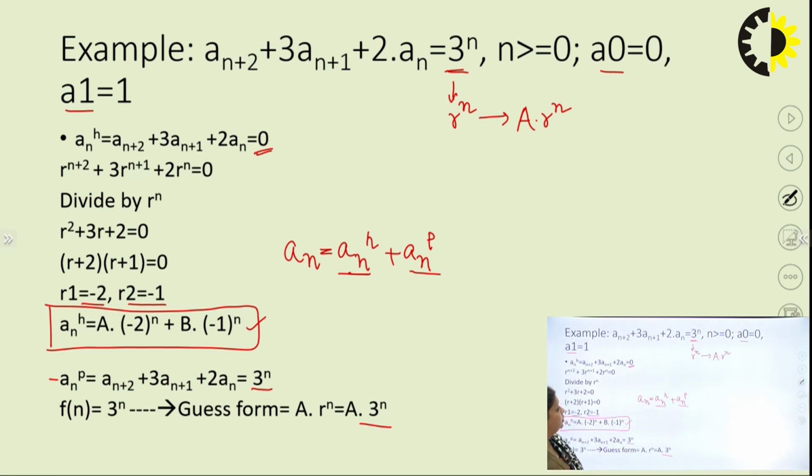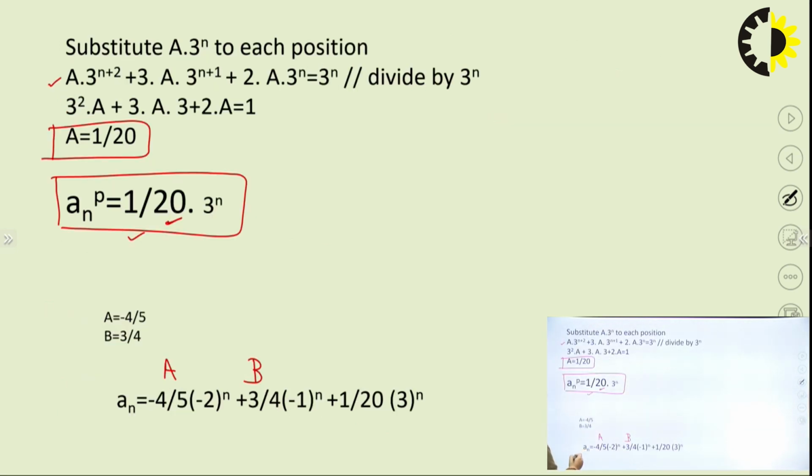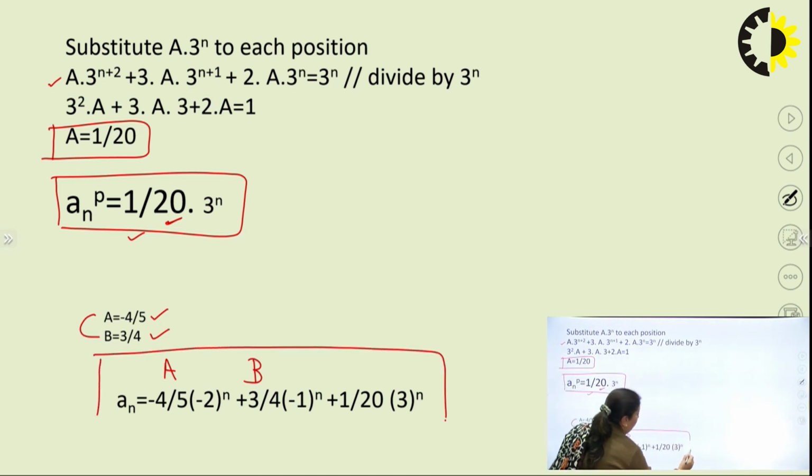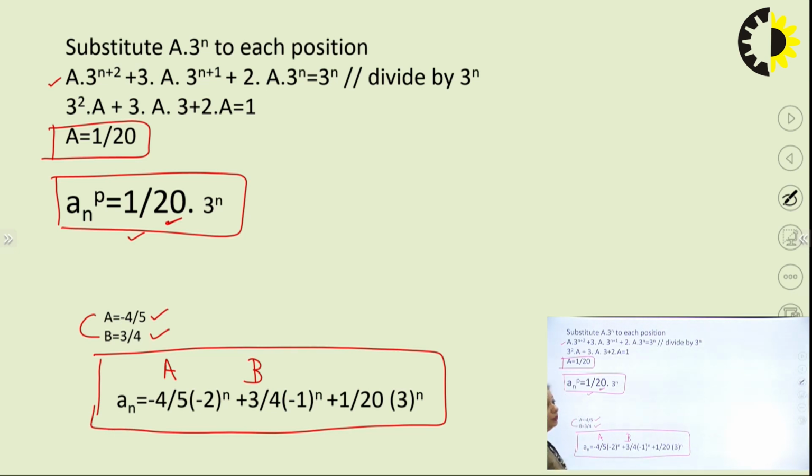Using these two equations and solving, we get the values of both constants A and B. The value of A is -4/5 and the value of B is 3/4. I have substituted both these values in the standard solution, so this comes out to be my solution for this particular non-homogeneous recurrence relation. We need to remember that whenever we are solving a non-homogeneous recurrence relation, I have to find out two types of solution. One is the homogeneous part of the solution, and the second is the particular part of the solution, and only then can I give the entire solution for a question.